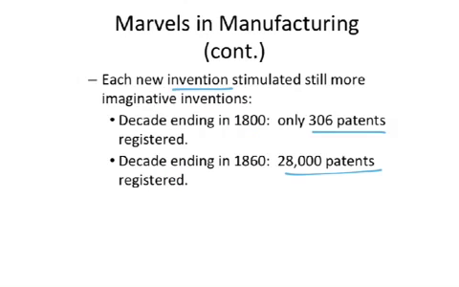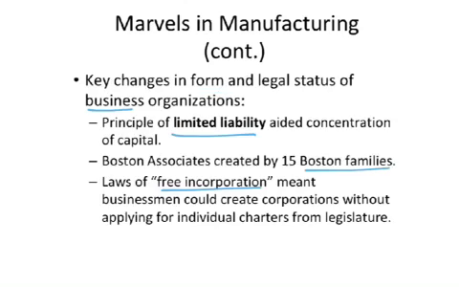Each new invention stimulated still more imaginative inventions. So in the decade ending in 1800, there were only 306 patents registered, but by 1860 there were over 28,000 patents on the books.